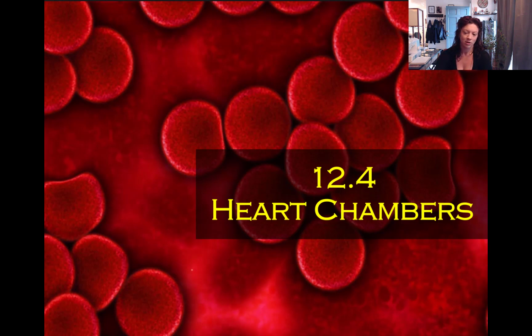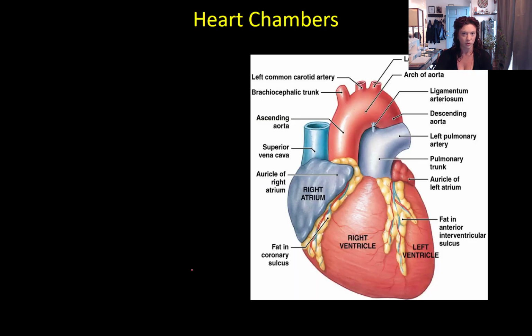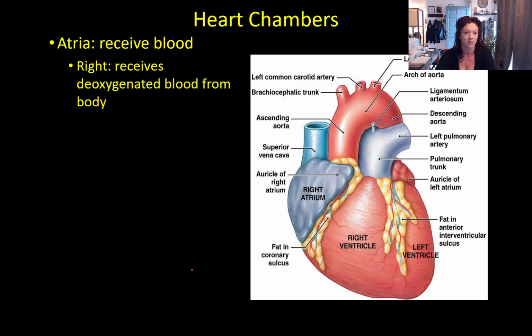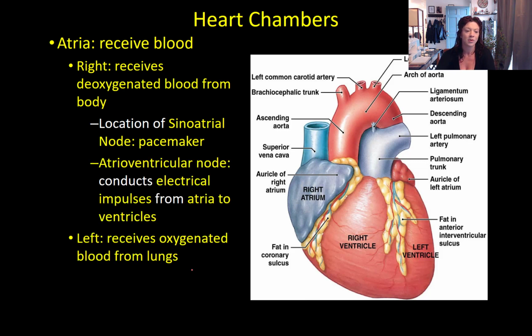All right. Let's look now at the different chambers of the heart. In general, know that the atria receive blood. The right atrium receives it from the body. Left atrium receives it from the lungs. Okay. The right is receiving deoxygenated blood. Left is receiving oxygenated. Okay. Let's just put that up here.